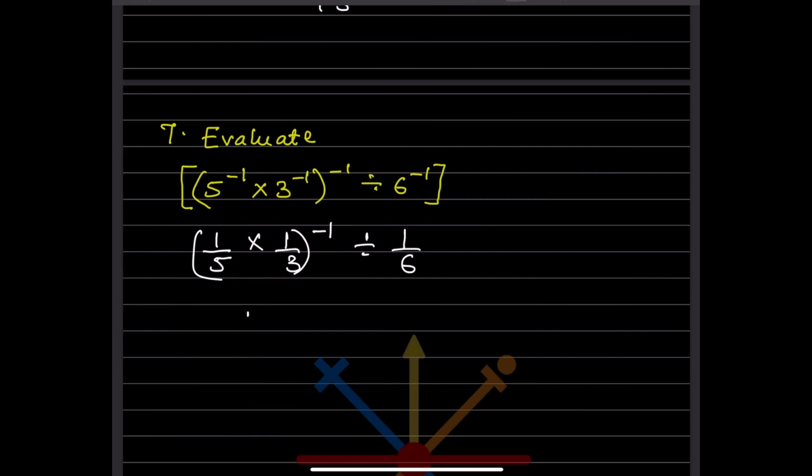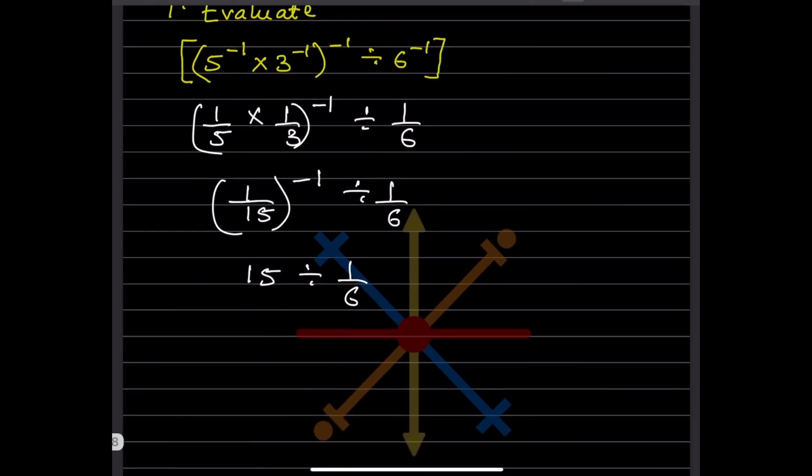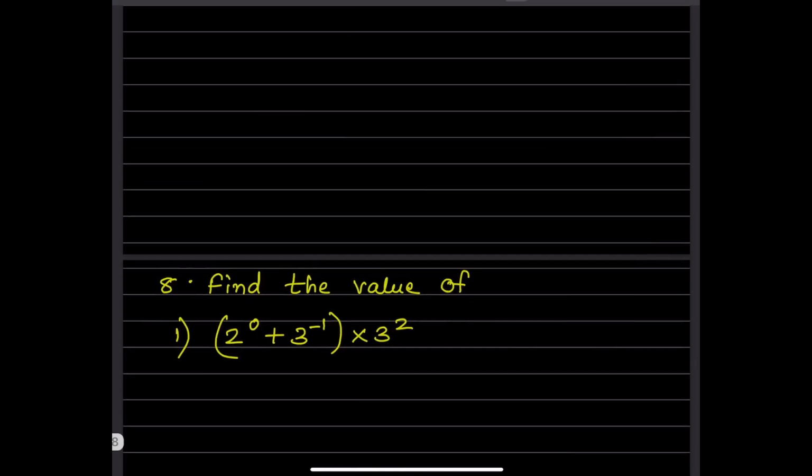So this is going to be 1 by 15, and the exponent is going to be minus 1 divided by 1 by 6. So now what you can do, because the exponent is negative, you can flip over. That will be 15 divided by 1 by 6. So now you are going to remove this division sign. So this is going to be 15. Whenever you remove the division sign, this becomes the reciprocal, the right hand side. So this will be 6 by 1. So now what you can do, 15 6s are 90 divided by 1 is the same. So the answer is 90.